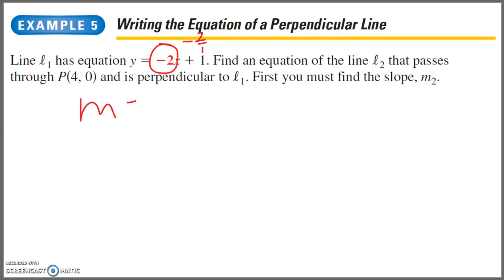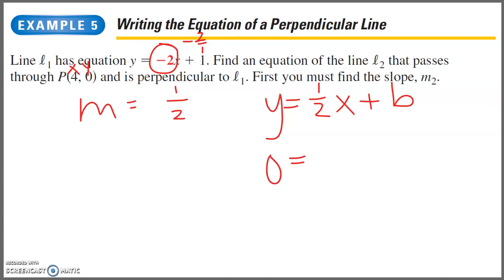Let's flip it and negate it. If you flip it, now 1's on top and 2's on bottom. And if you change the sign, it's now positive. So this is the opposite reciprocal of negative 2: positive 1/2. So far, we know that y equals 1/2 x plus b. Now I'm stuck trying to find my b value. I know it goes through this coordinate, I know it goes through that x, y. So let's plug it in.